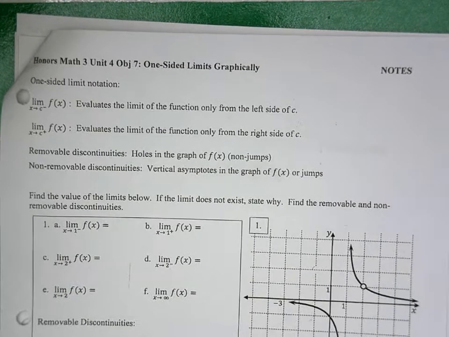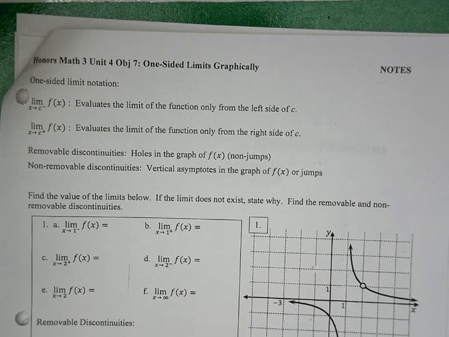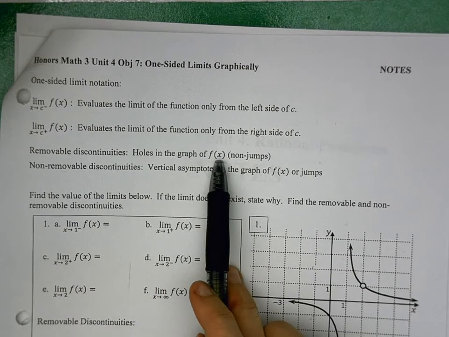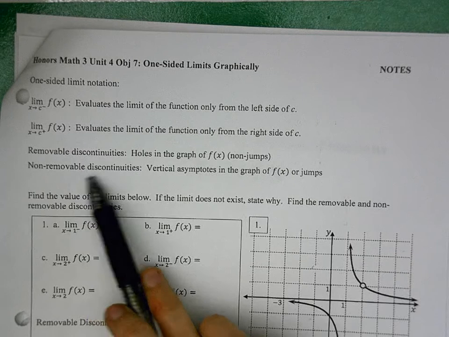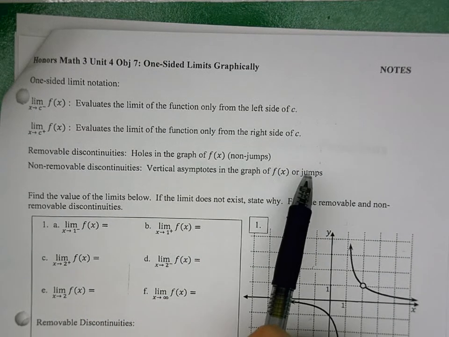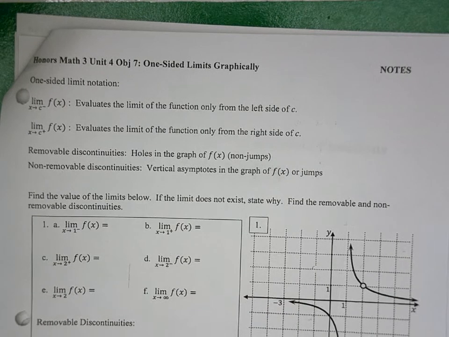Okay. We also have two additional pieces that we are throwing in. We've actually talked about them before. Removable discontinuities. Removable discontinuities are holes in the graph of f of x. So your holes are removable. Non-removable are your vertical asymptotes or your jumps. They're called jump discontinuity. And so we're going to be classifying those as well.